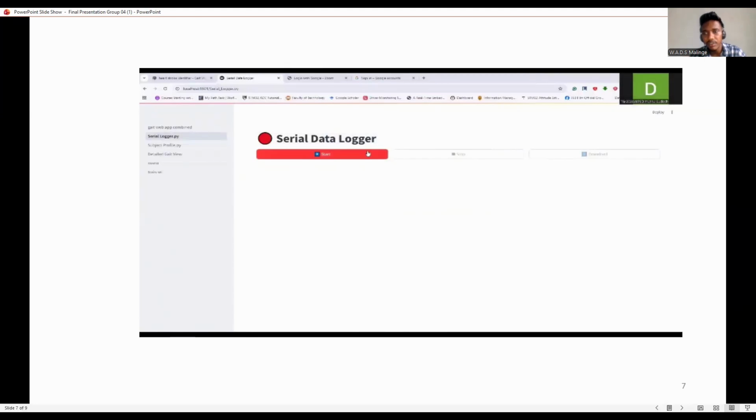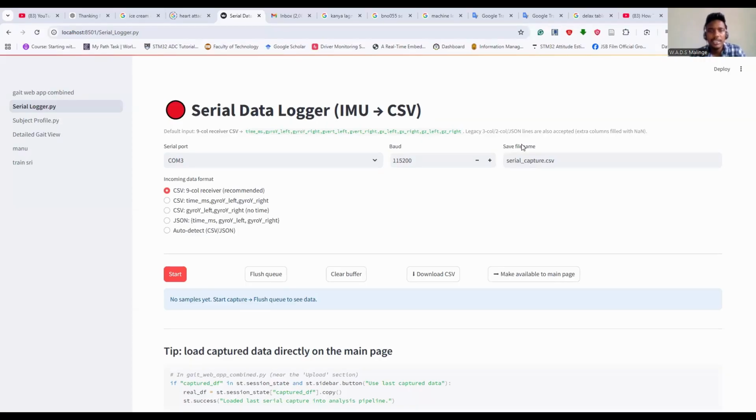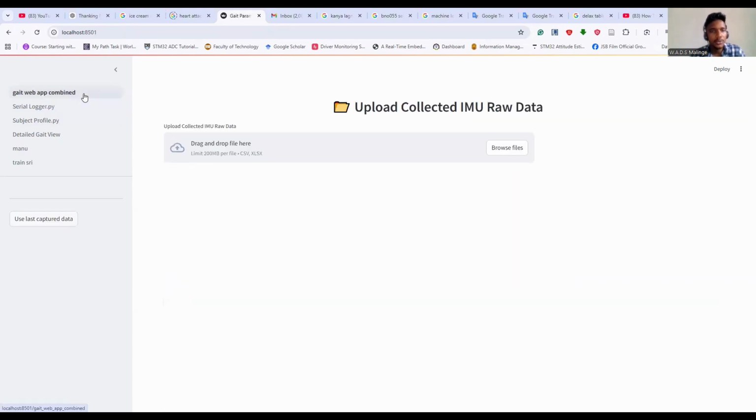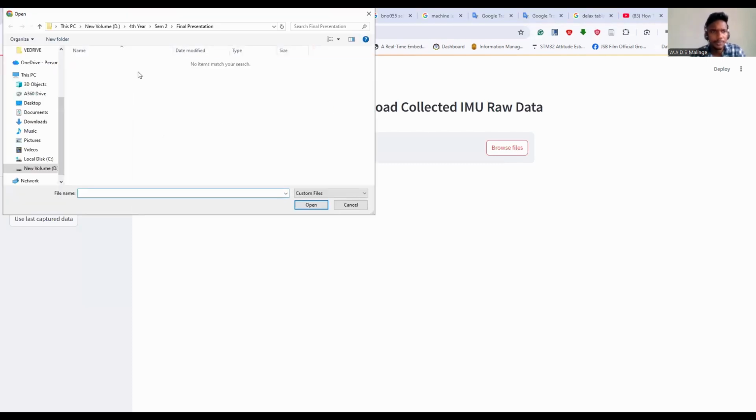This is the website we developed. The ESP32 is connected to this website. When you start walking, you have to press this start button. At the end of the walking, you press the stop button. Then you go to the raw data upload tab, where you can browse the file related to the raw data.